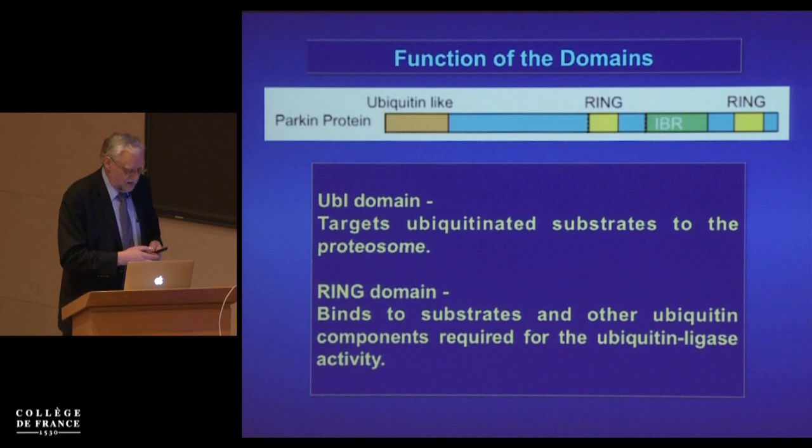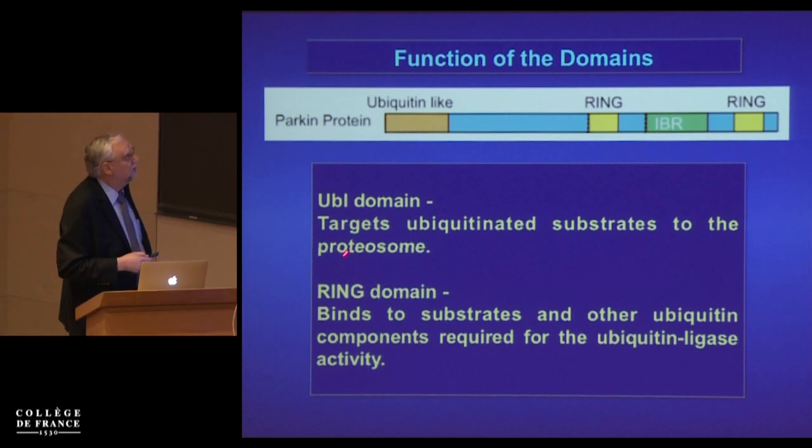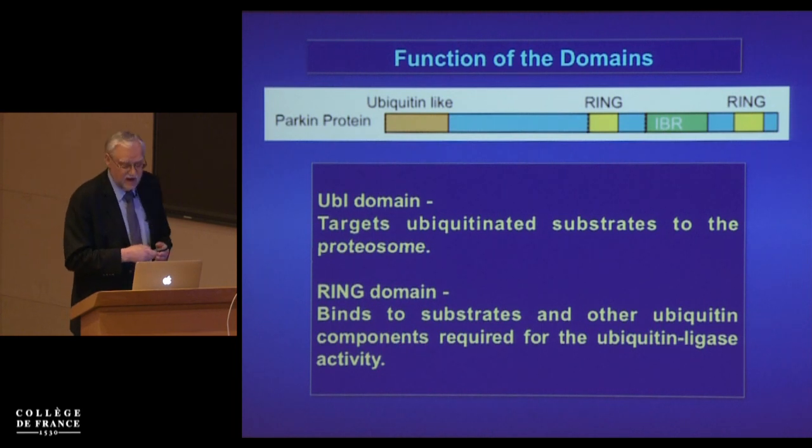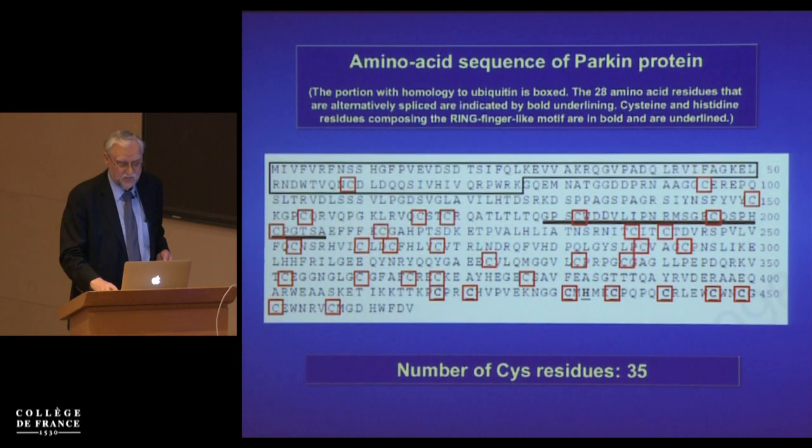Now, how does parkin work? Well, the UBL domain targets ubiquitinated substrates to the proteasome, and the ring domain binds the substrates, and here you have again the domains in parkin.